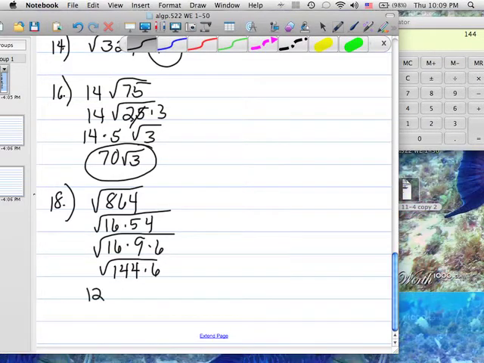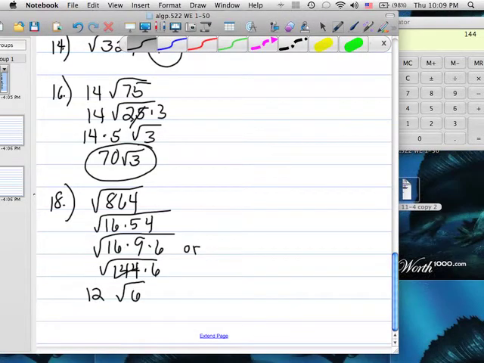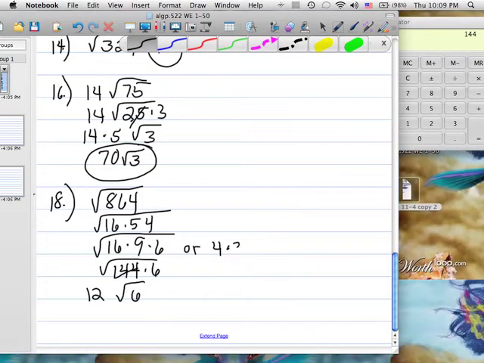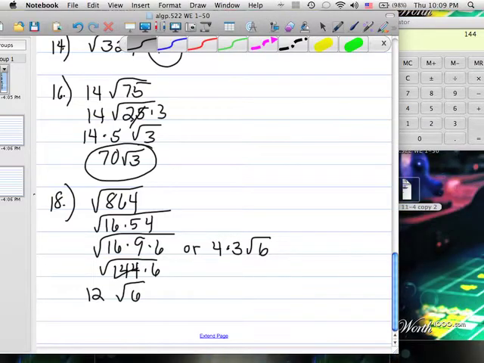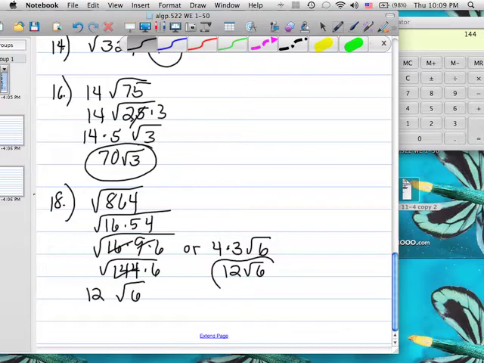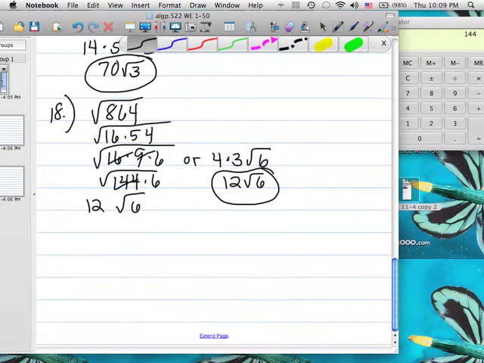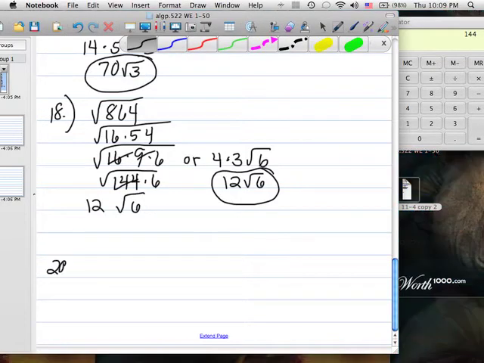Times 6. So that would come out 12 radical 6. Another way you could have done this here is take out the square root of 16, which is 4. The square root of 9, which is 3. And you have radical 6 left. So that would give you 12 radical 6. So either way works.